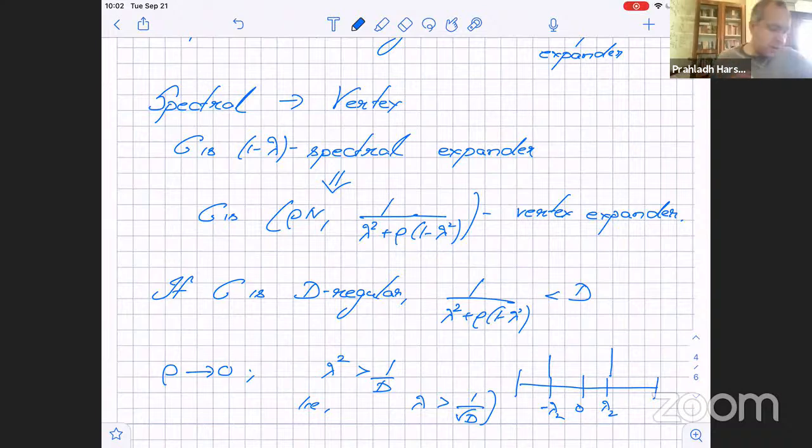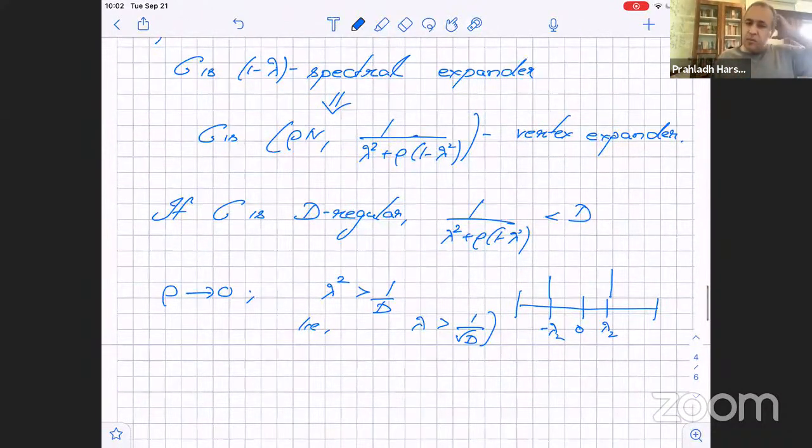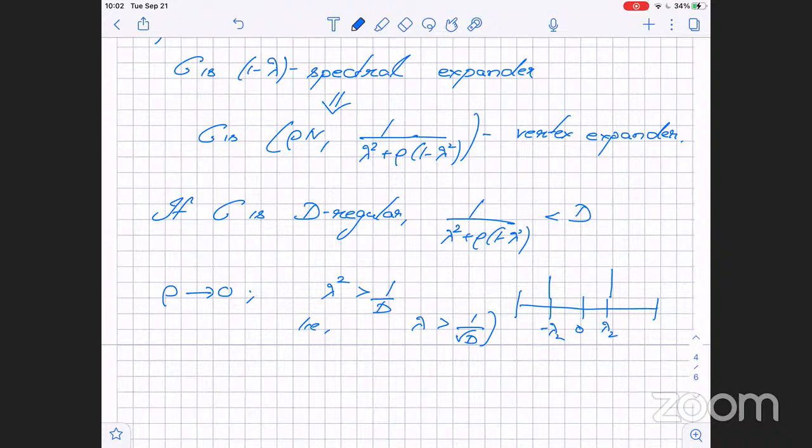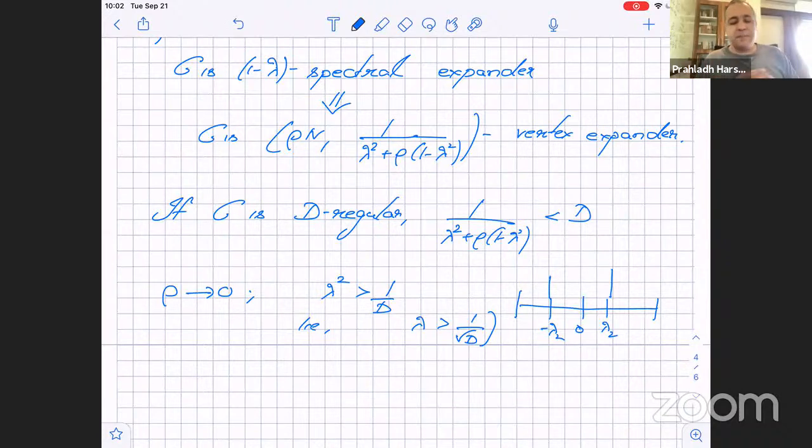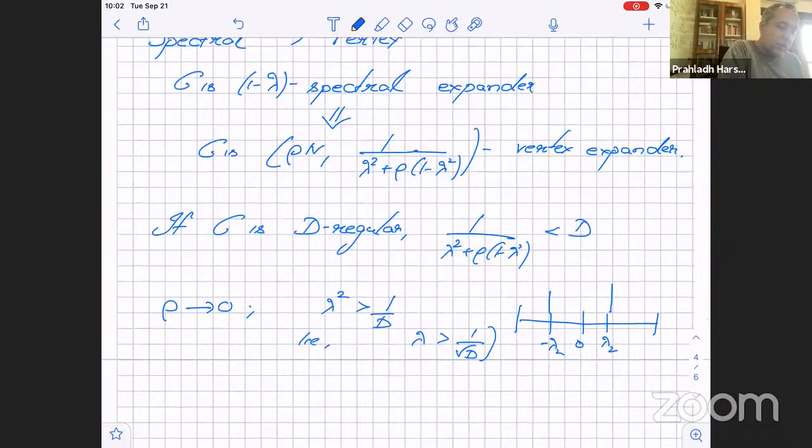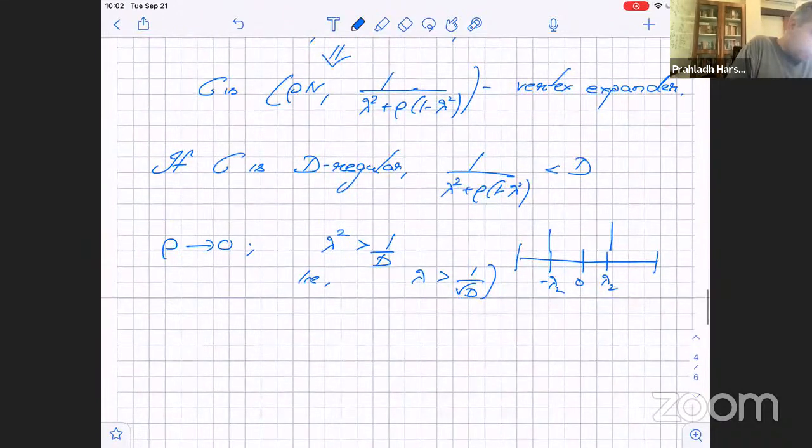So what am I trying to say? The best vertex expansion is something which has vertex expansion D. And now, because spectral expansion implies vertex expansion, this lambda which you got from this one cannot be too small. The smaller it is, of course, the better the vertex expansion. If the graph is D-regular, it can only be 1 over square root D. It cannot be smaller than that. But actually, this is not the best bound you can get. You can actually improve this bound.